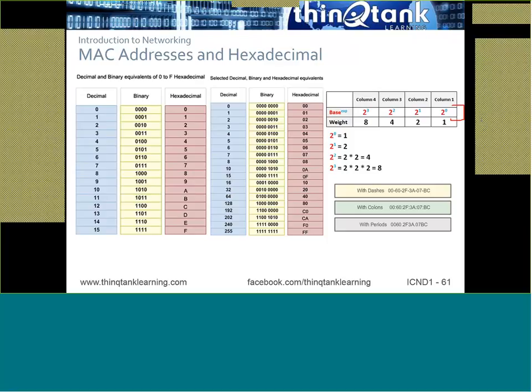Now, take a look at the slide. On the decimal scale, what is the range of numbers to represent every hex character? On the decimal scale, it's 0 through 15. You see that over here on the left, right? The decimal scale, 0 through 15. Okay?